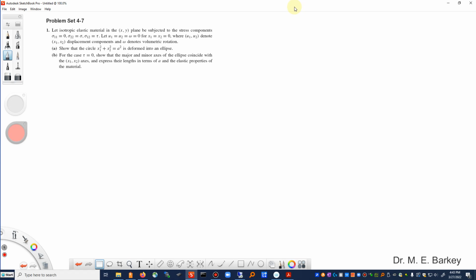So it says, let an isotropic elastic material in the xy plane be subjected to stress components sigma 1,1 equal to 0, sigma 2,2 equal to sigma 1,2 equal to tau. U1, U2, and omega are equal to 0 for x1 and x2 equal to 0. And U1 and U2 denote the x1 and x2 displacement components, and omega denotes the volumetric rotation.